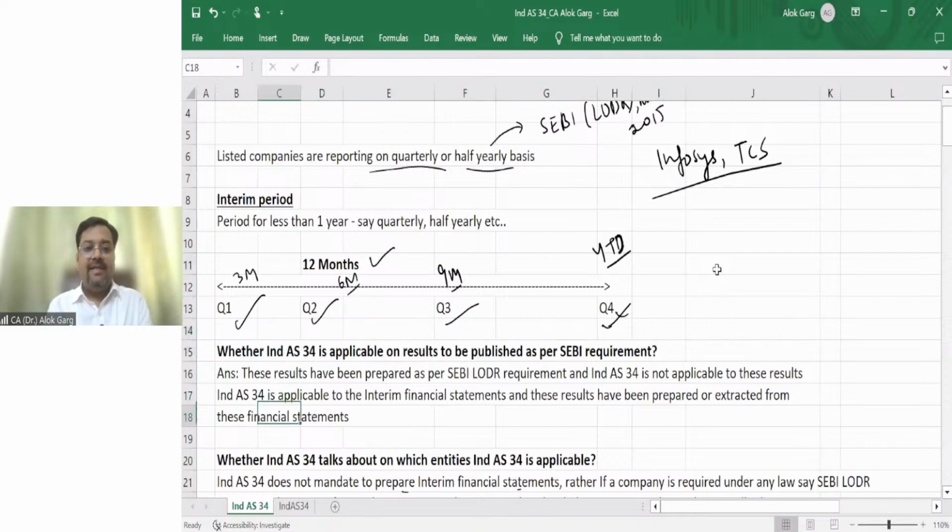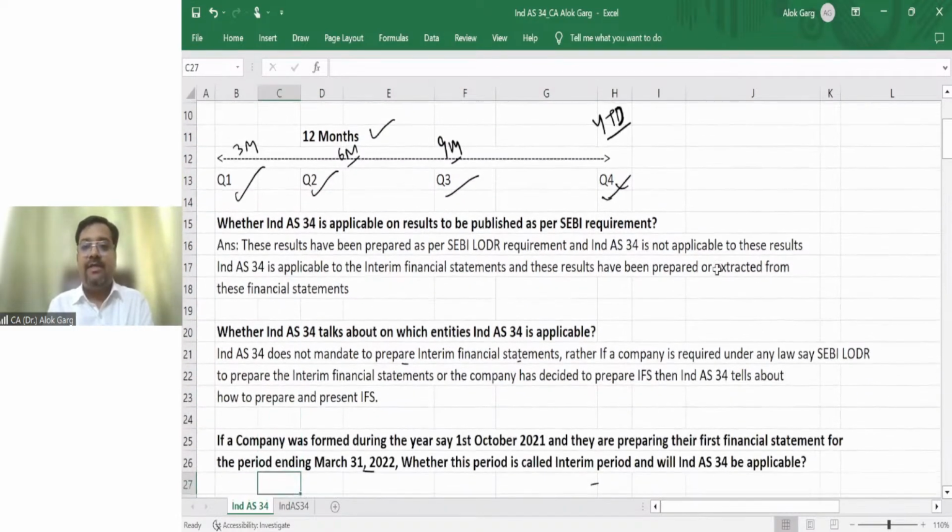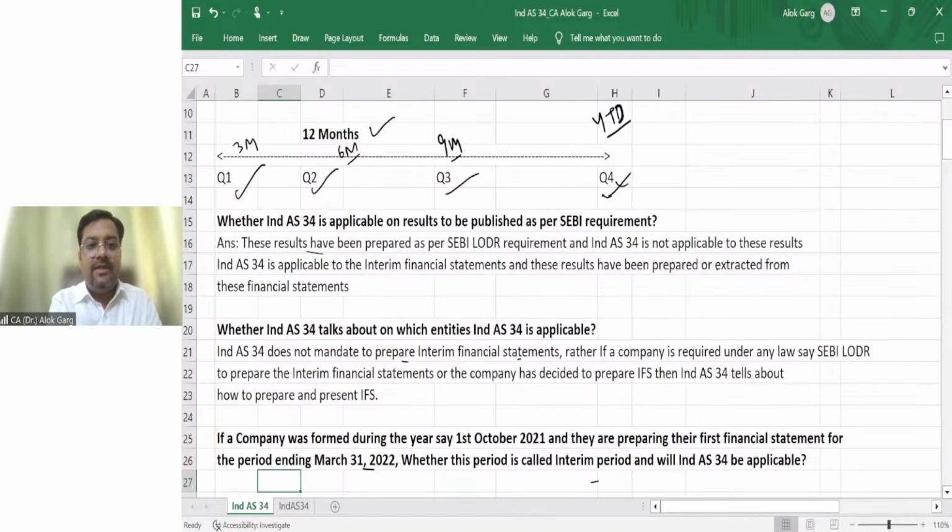Friends, whether Ind AS 34 is applicable on results to be published as per SEBI requirement: these results have been prepared as per SEBI LODR requirement, and Ind AS 34 is not applicable to these results. But Ind AS 34 is applicable to interim financial statements, and these results have been prepared or extracted from these financial statements, right?